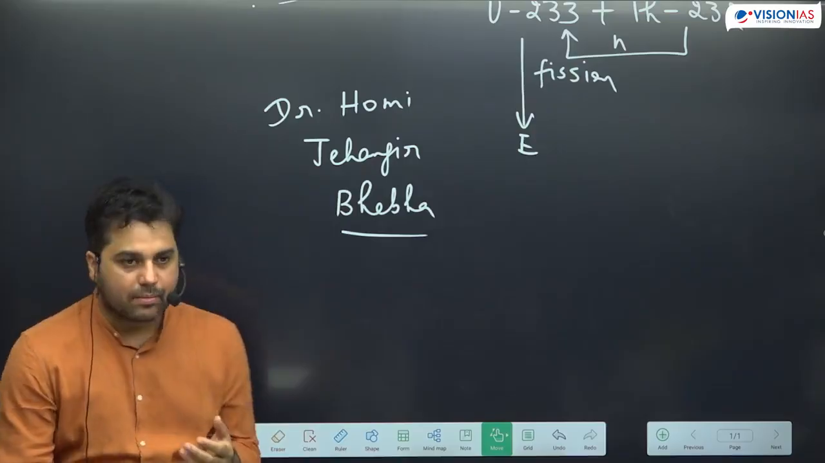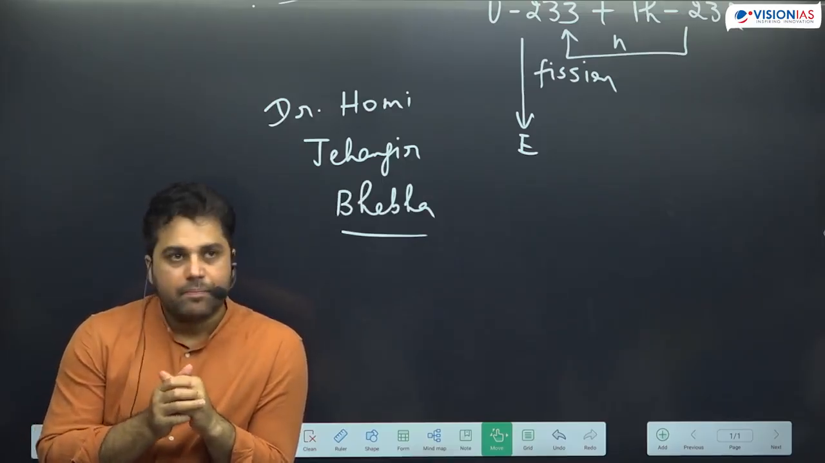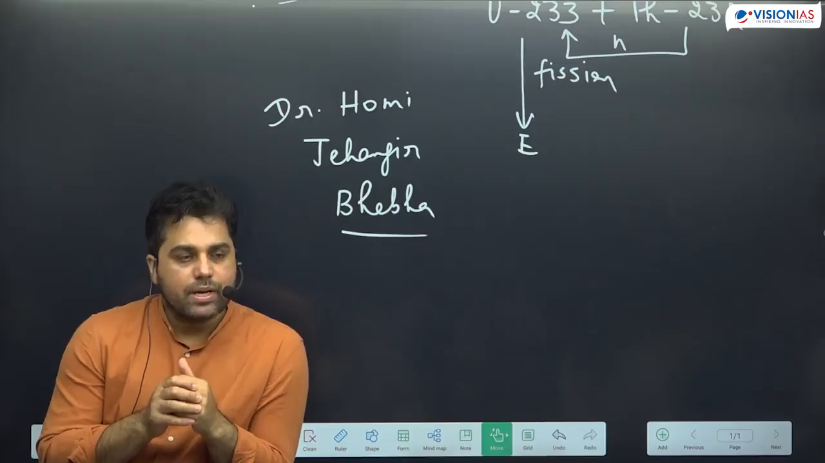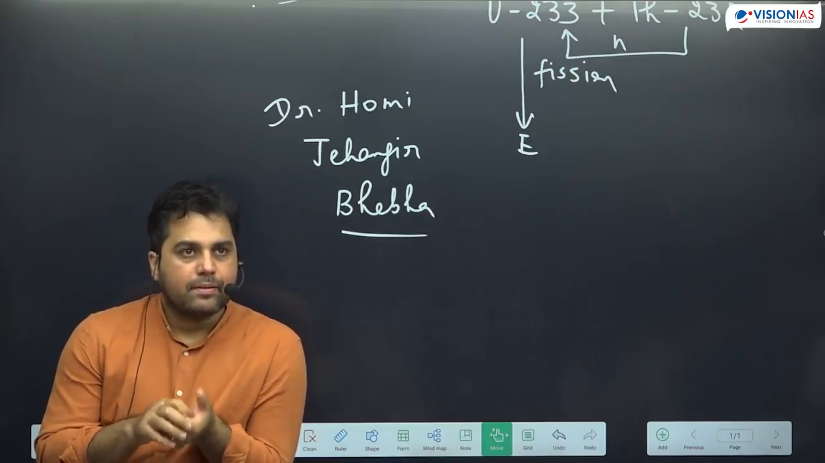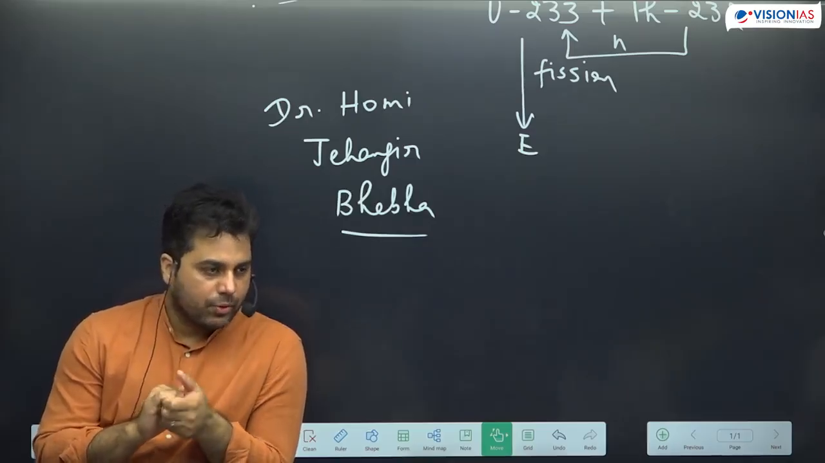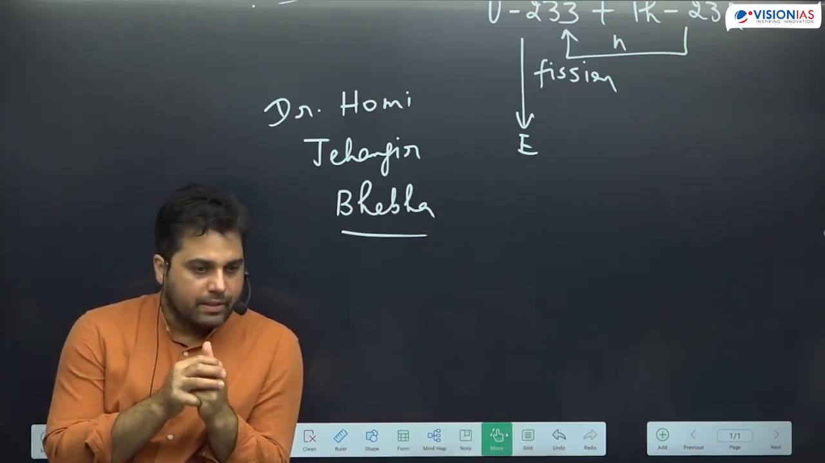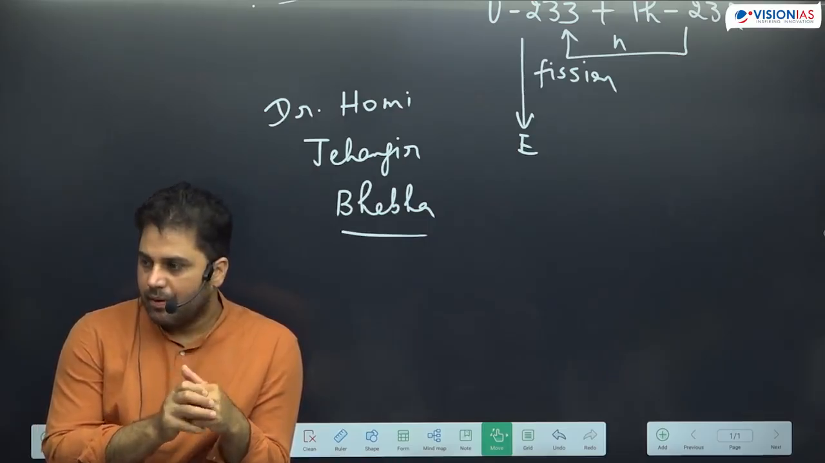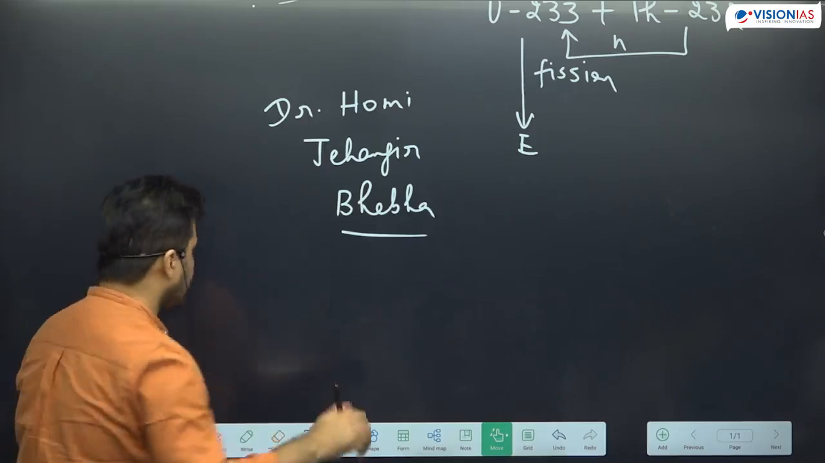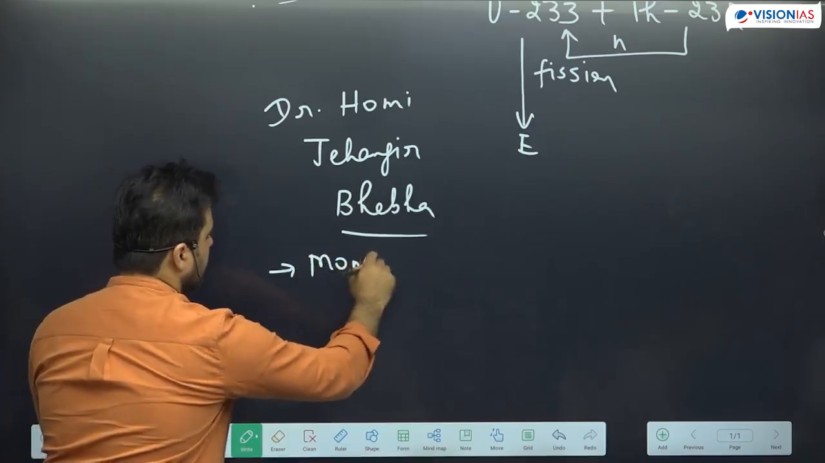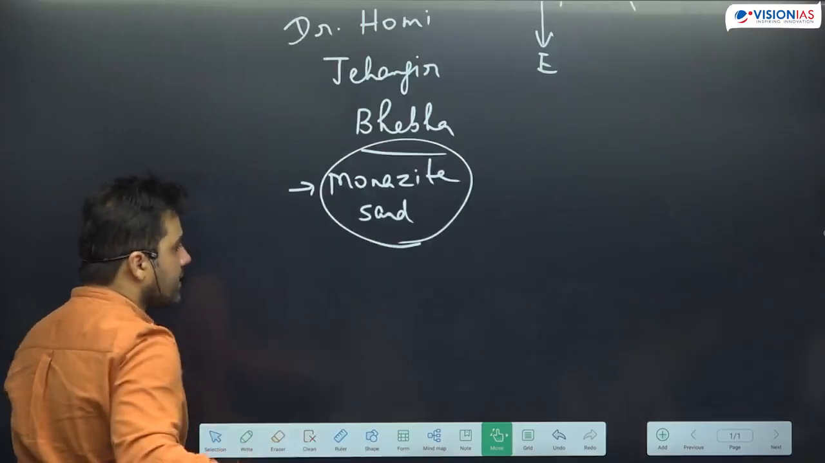It was envisaged by Dr. Homi Jahangir Bhabha. India has some uranium reserve, but huge amount of thorium found in Western Ghats, particularly in monazite sands of Kerala.